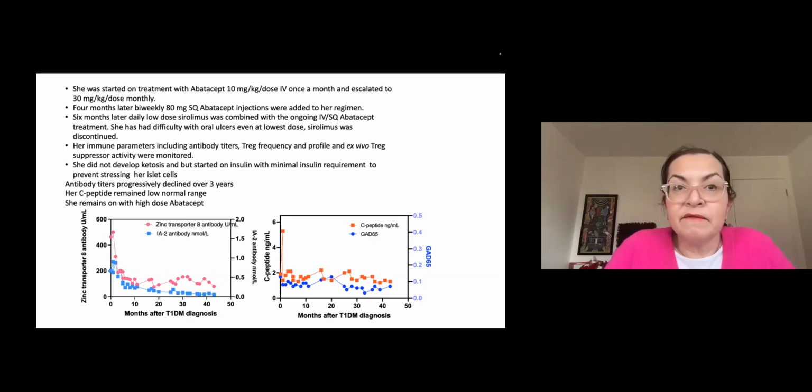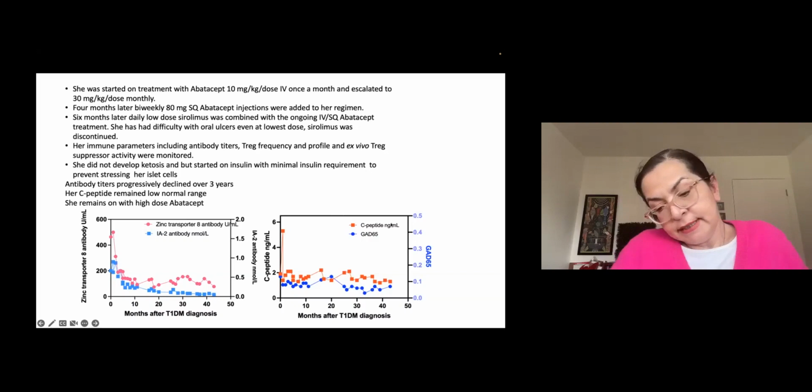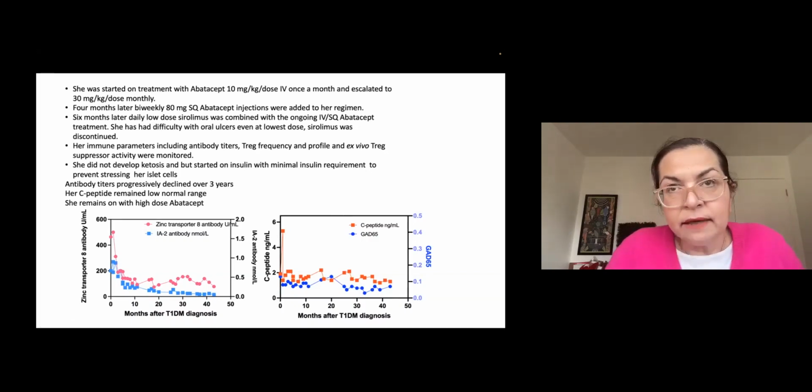4 months later, we started additional sub-Q abatacept injections in between her IV infusions. It's a very aggressive schedule, but with that, we were able to induce a drop change in her autoantibody levels, which were checked monthly most of the time outside the pandemic, and she maintained her C-peptide at low level. We started her on low dose insulin just not to stress her islet cells. But now, almost over 3 years from our initial diagnosis of her diabetes, she remains on IV abatacept and still has her own C-peptide. So we have saved some islet cells. However, we don't know if we stop the abatacept infusion, she will be able to maintain what she has.